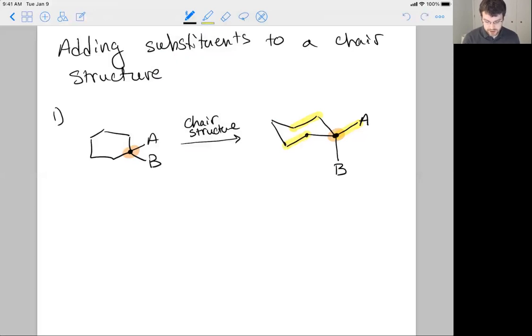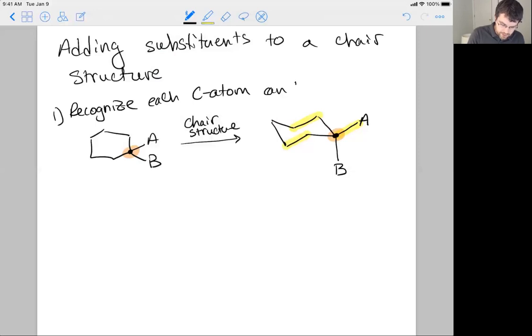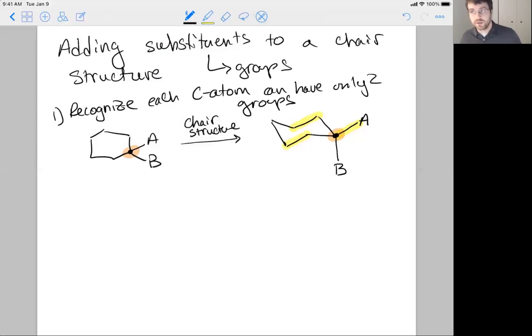Every position on the carbon can have only 2 groups added. Sometimes they'll be pointed directly up, sometimes directly down, sometimes diagonally up and to the right, down and to the left, whatever. They can be in various positions. So number 1, we recognize when we're adding substituents that each carbon can have only 2 groups, where substituents are our groups. Substituents just means something that has substituted for hydrogen.